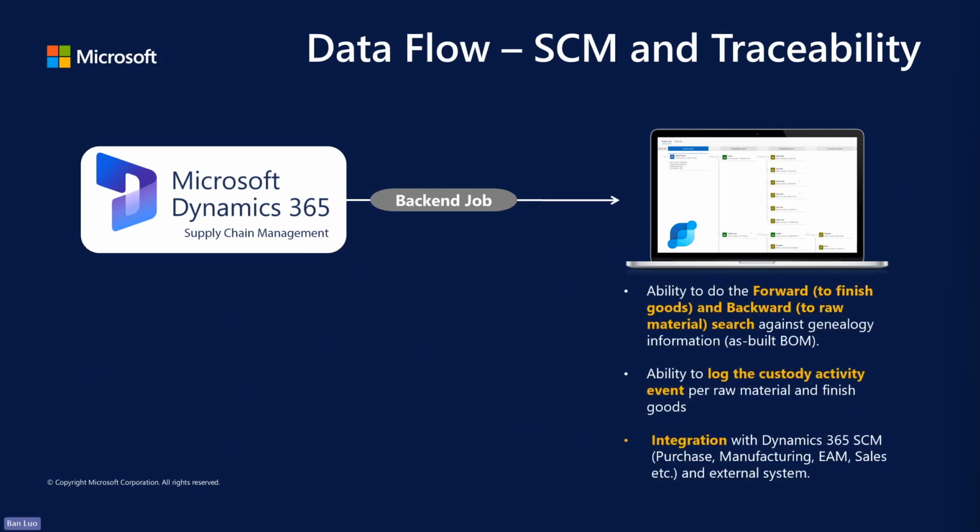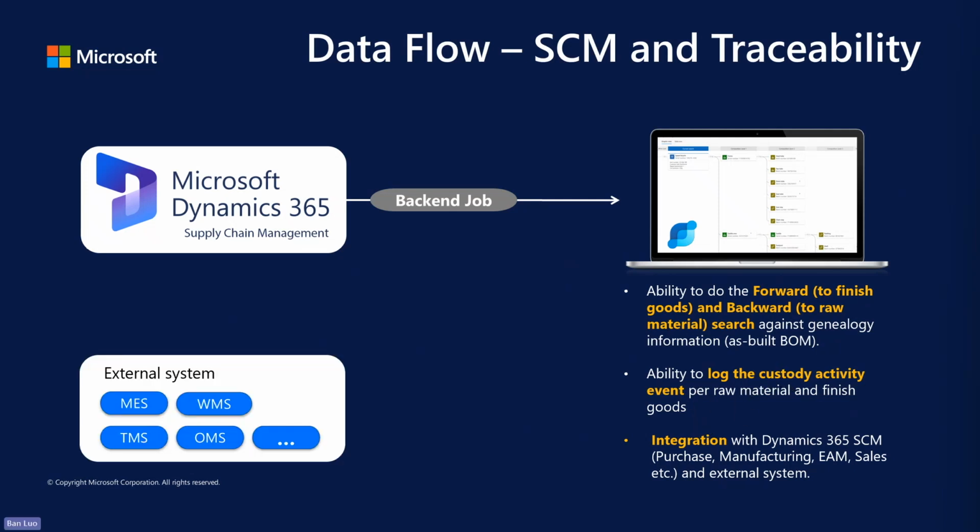In traceability, we consolidate transactions from different supply chain modules. In our current phase, we offer forward and backward search with attached activity details. Besides the out-of-box integration with D365, there are public APIs available for external systems to integrate with traceability. So you can use our traceability to consolidate track and trace information to fill those data silo issues.